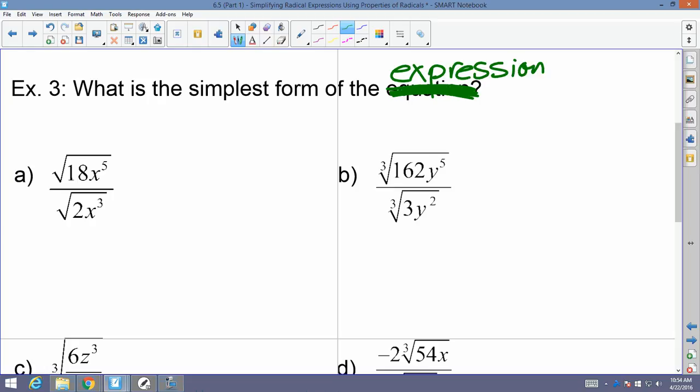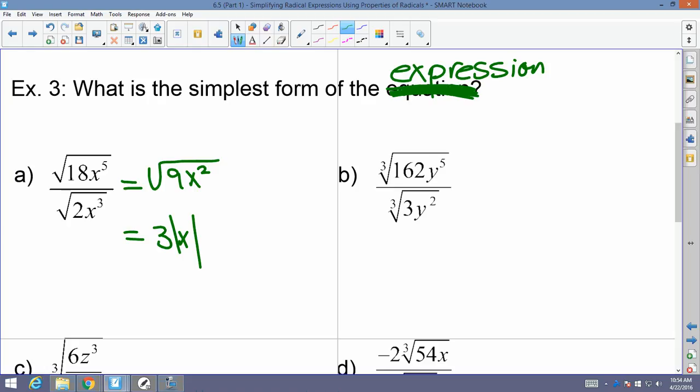All right. So square root of 18x to the fifth divided by square root of 2x cubed. This is square root of 9x squared, which equals 3x absolute value.